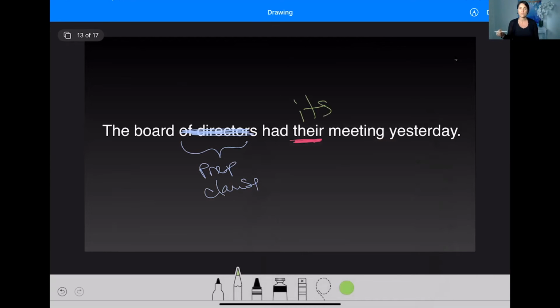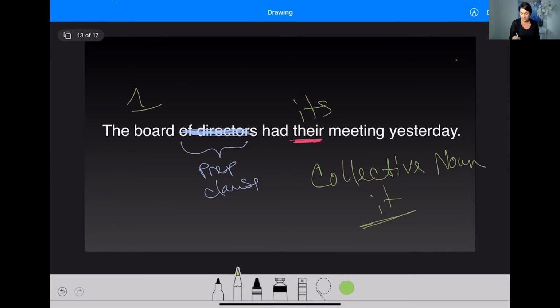In fact, this was on my graphic to advertise for today's Facebook. It said a student needs their or something like that, and I crossed off and put its. The board had its meeting because the board is one thing. The board, the faculty, the administration, the team, the university. The university could have 80,000 people and it's still a collective noun, and it is considered an it.